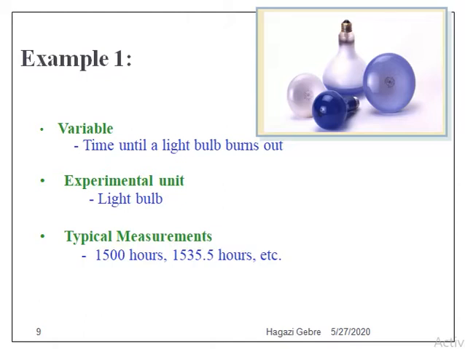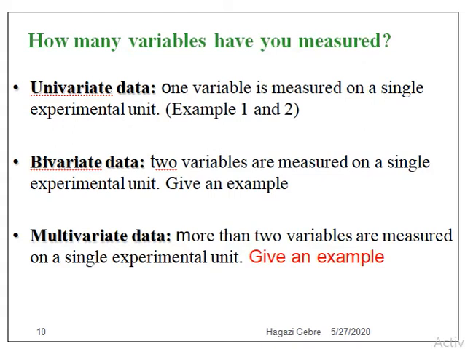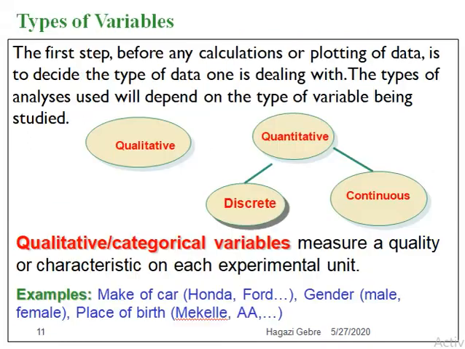The time until a light bulb burns out: the experimental unit is the light bulb, then the typical measurements, and so on. So you can see univariate data and bivariate data. Therefore, if there is only one variable, it is univariate; if two variables, bivariate. Okay. So there are types of variables, which are very important to encode our data into any software.